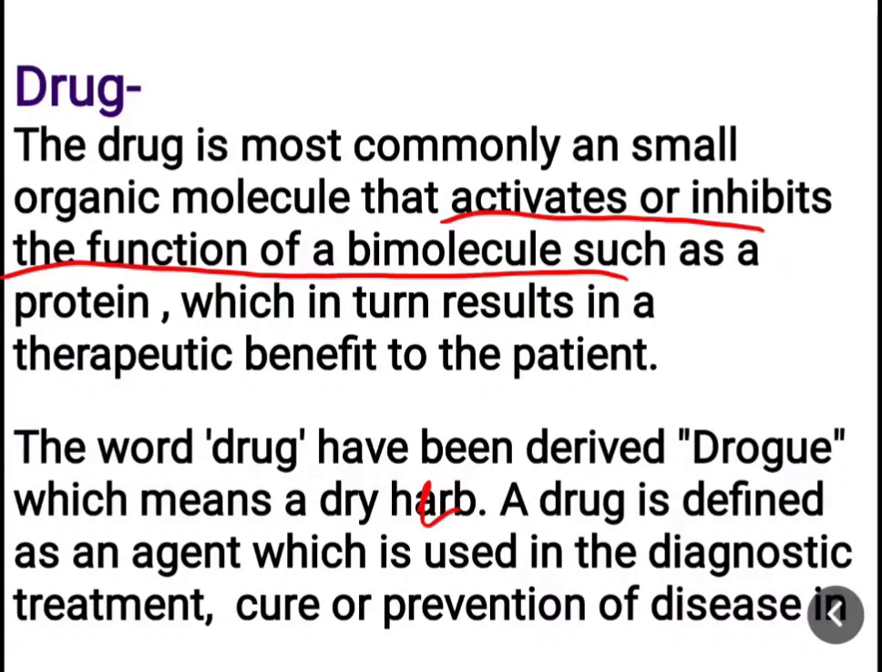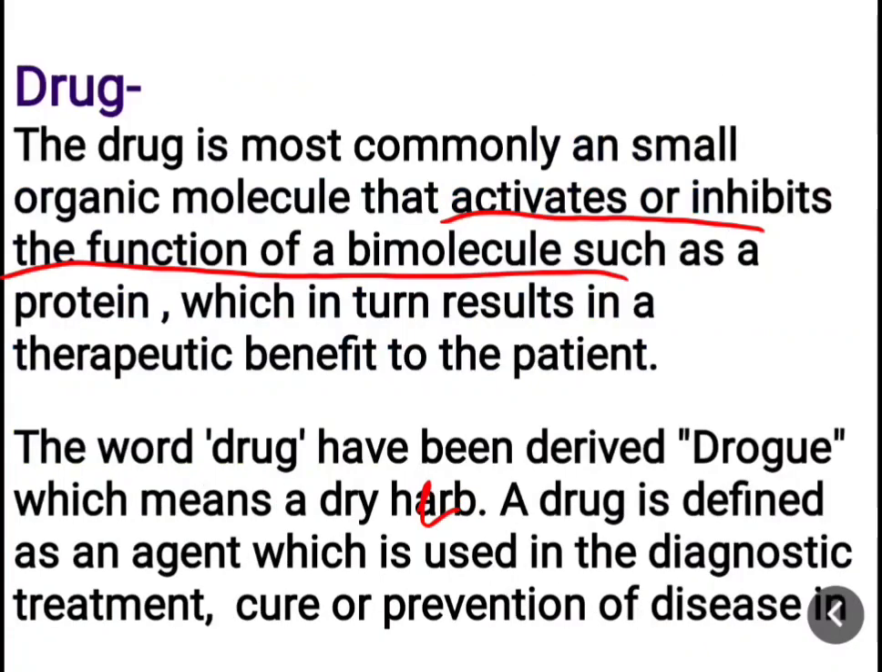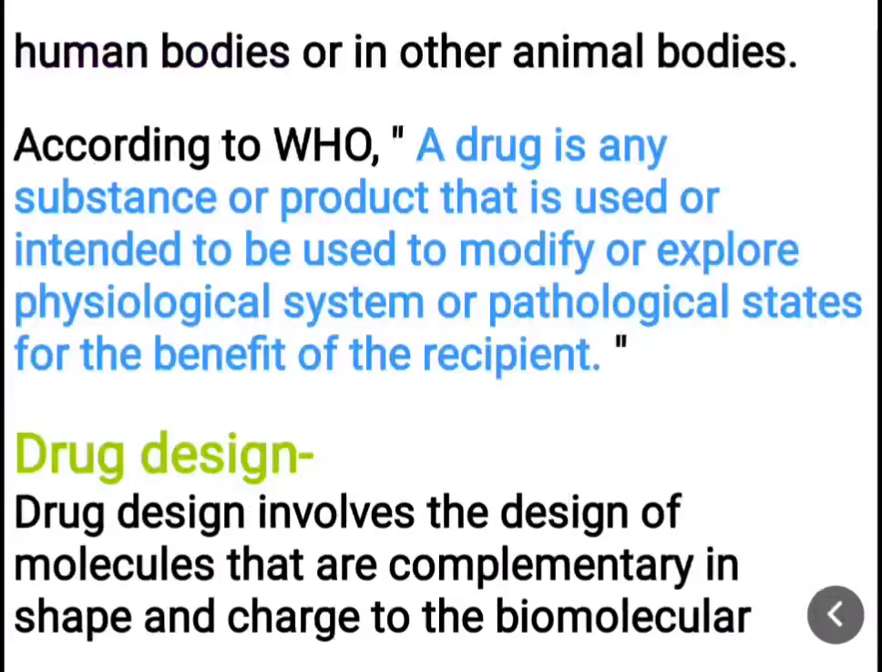Okay. A drug is defined as an agent which is used in the diagnostic treatment, cure or prevention of a disease in human bodies or in other animal bodies. Cure means the patient already has some disease, and for relieving the disease, for curing the disease, drugs are used. And prevention means for protection against the disease in the patient's body, we have to use some drug. Or in other animal bodies also drugs are used.